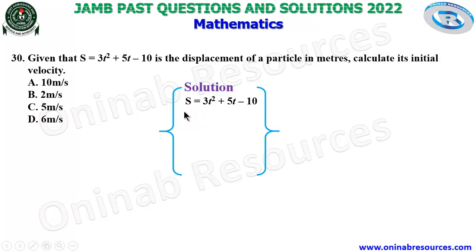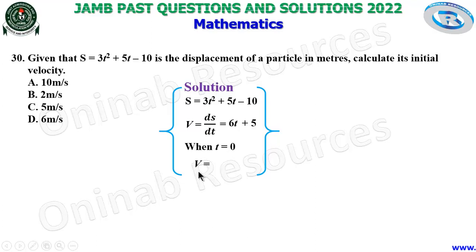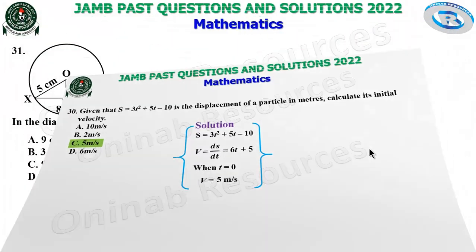So remember, velocity, which is v, is ds/dt. Differentiating this is going to give us 6t plus 5. So at initial velocity, t is equal to 0. So our velocity will be 6 times 0 plus 5, which gives the velocity to be 5 meters per second. 5 meters per second, that's option C. Then we go to problem 31.